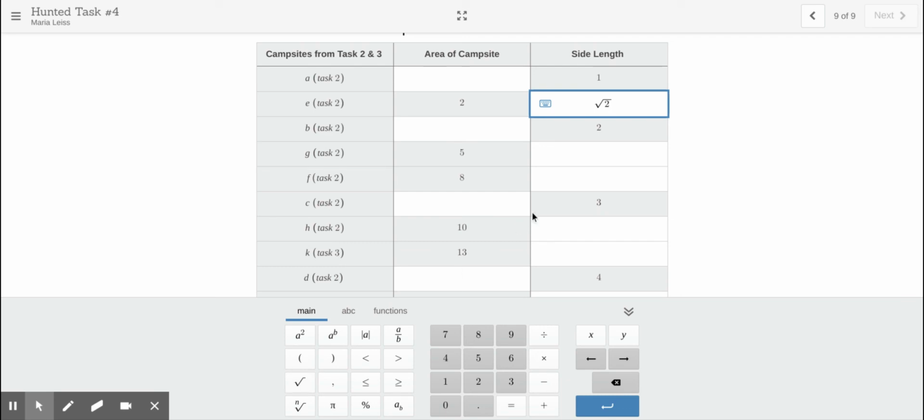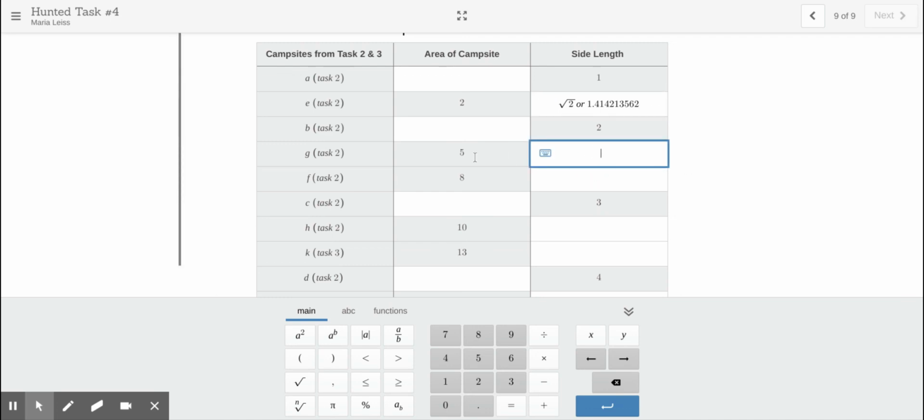Okay? Then you're going to use your over key to get out. And then you're going to put the word or, and then you're going to give the exact area or the exact side square root of 2 answer, the whole decimal. So the whole decimal was 1.414213562. Okay, so you're going to do that for all of these.